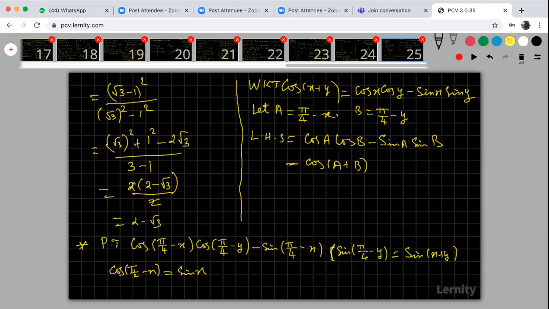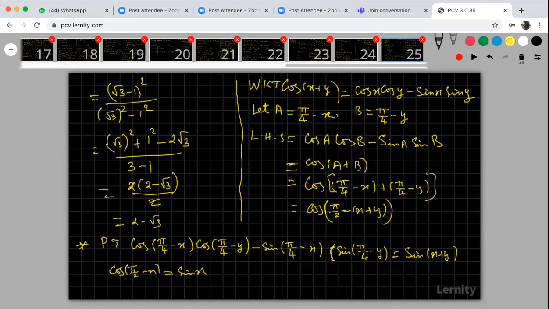Okay. So therefore, this is cos a cos b minus sin a sin b, which is cos of a plus b. So now look at that. What about your a plus b? Cos of pi by 4 minus x plus pi by 4 minus y. So what about your pi by 4 plus pi by 4? That is pi by 2. 45 plus 45, pi by 4 is 45. So therefore, cos of 90 minus of x plus y. Yeah, please try to understand, pi by 2 minus of x plus y.